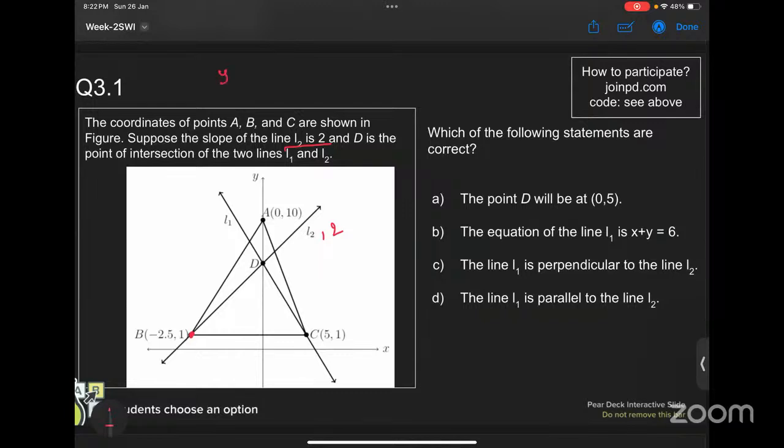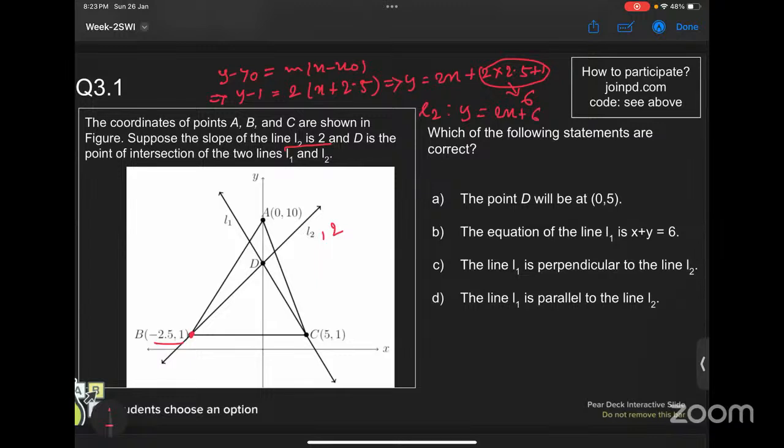We know that this is basically y minus y naught equals m into x minus x naught, right? This was the formula. If I put in our y naught and x naught, we have y minus 1 equals slope 2 times x plus 2.5, right? So we will get y equals 2x plus 6, since 2 into 2.5 plus 1 is basically 6, right? So the equation of line L2 is y equals 2x plus 6.